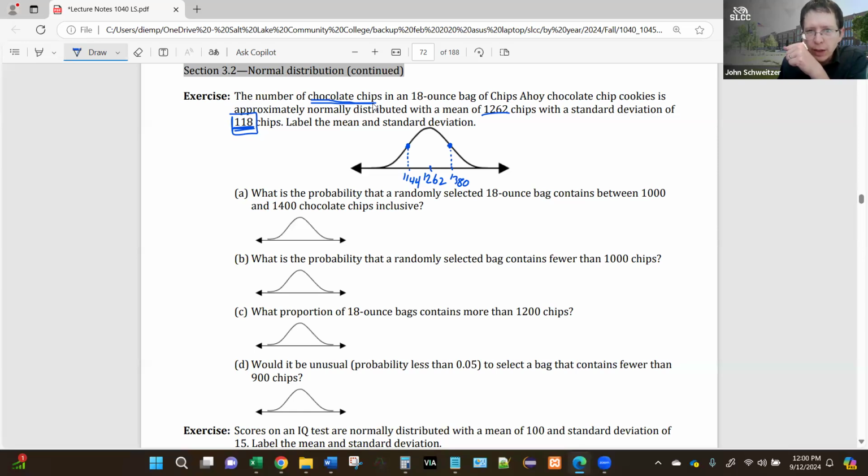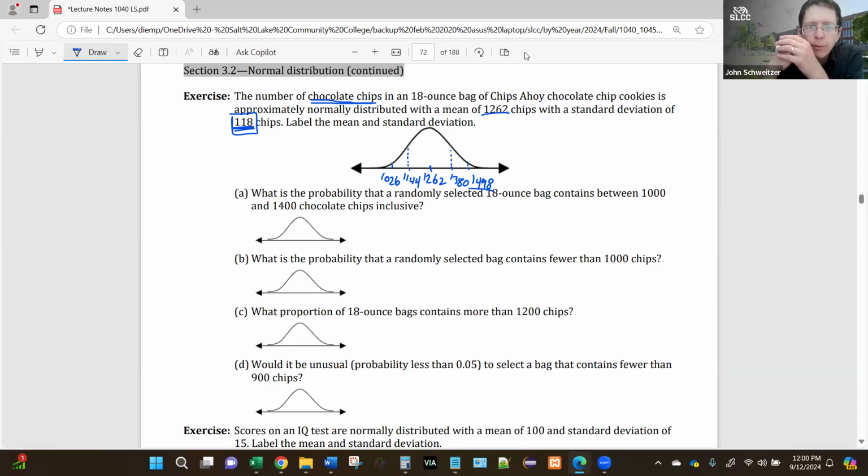Then, just for good measure, I'm going to go another standard deviation out. So now I'm 2 standard deviations out. And so I'm going to add another 118. So that's going to be 1498. And then if I go 1144 minus 118, that's 1026. I like to do that because it gives me an idea of the distribution. Okay, so by the time we get to 1026 chips, it's getting a little bit weird, right? We're 2 standard deviations below the mean.